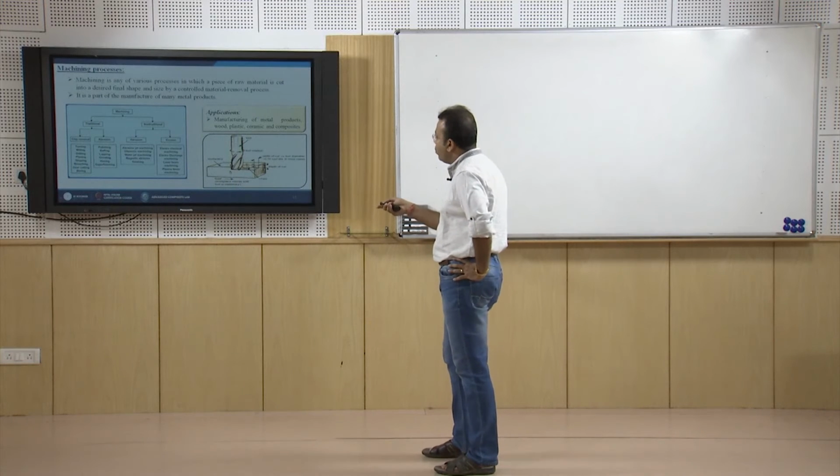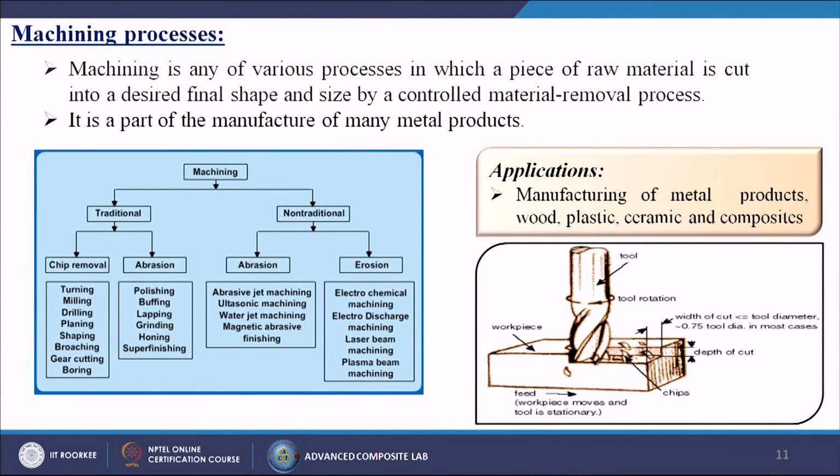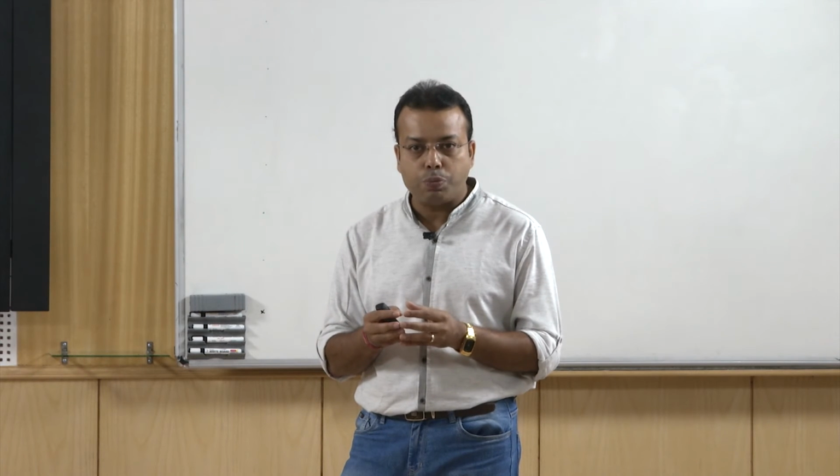From that table, or maybe I can say chart, we can understand that there are two types of things. Machining can be divided into two parts. One is called traditional, another is called non-traditional. Traditional is divided into chip removal and abrasion. In both cases you are removing the material, but one is in bulk form, and the other is in small form, or small quantity.